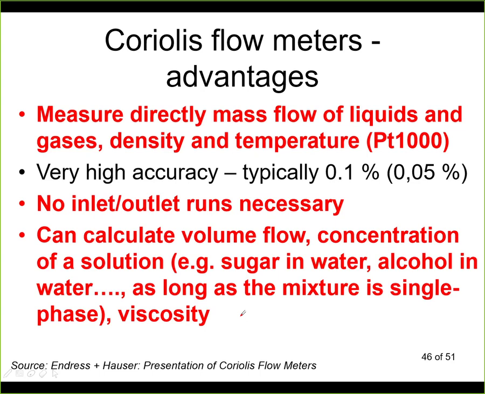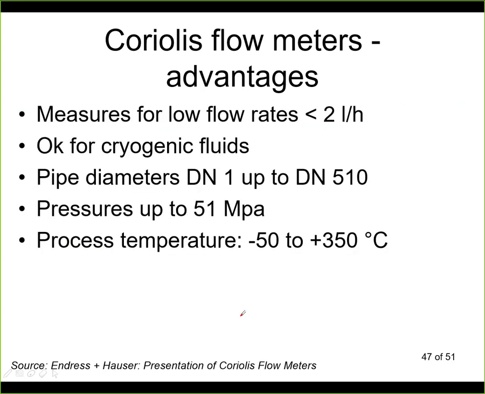It is a very accurate instrument, typically about 0.1%, so it's more accurate than the ultrasonic and electromagnetic flow meter. On the other hand, it's also more expensive. It is possible to use it for small flow rates. It's working for cryogenic fluids. The typical pipe diameter is from somewhere like 1 millimeter, which is very small, to about half a meter. And it measures for about the same pressures like the other instruments, so 51 megapascals for this particular manufacturer. Temperatures are a little bit larger than ultrasound and electromagnetic flow rate, so 350 centigrades roughly. It's still about 1/3 of what the Orifice plate can do.